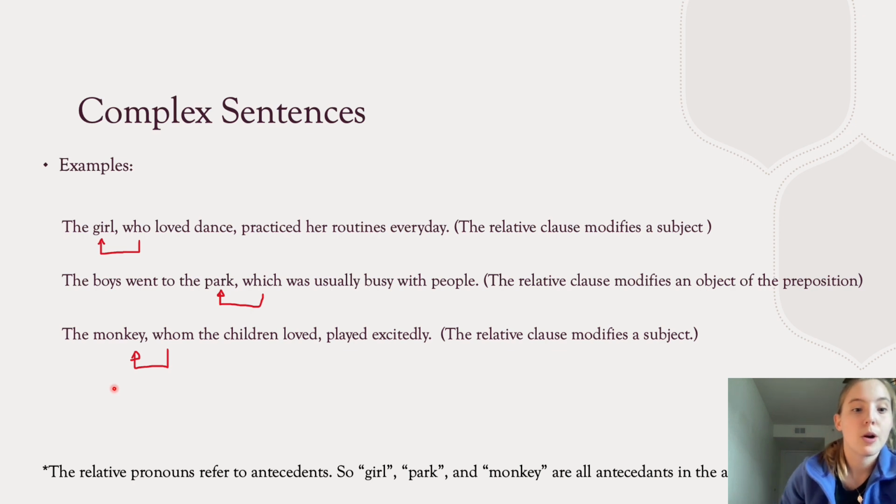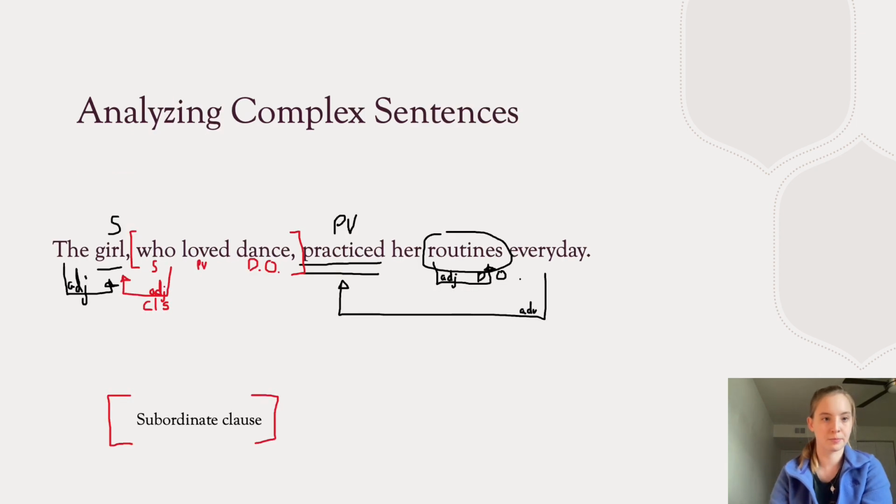The relative pronoun always refers to an antecedent. So girl, park, and monkey are all antecedents in the above sentences. When we analyze complex sentences, we have our subject, our clause in brackets, and the rest of the sentence. And it can vary how it is arranged.